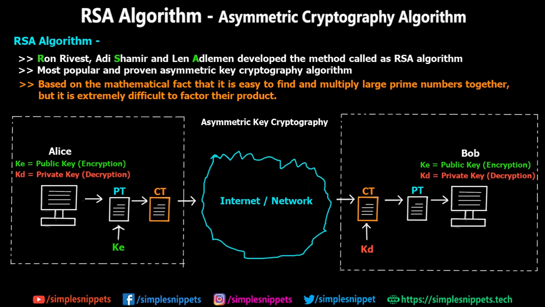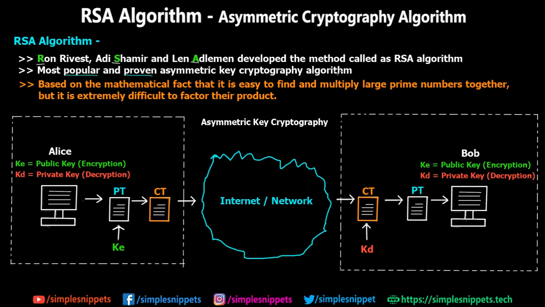So the RSA algorithm was developed by Ron Rivest, Adi Shamir and Len Adleman. That's why the name RSA, that is their initials R, S and A. And it is one of the most popular and proven asymmetric key cryptography algorithms.